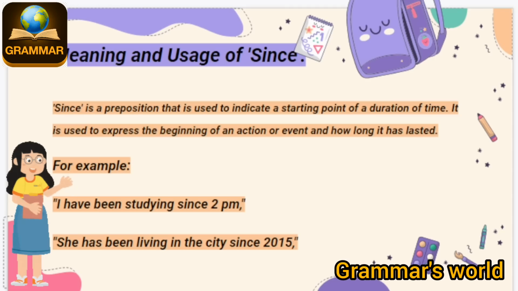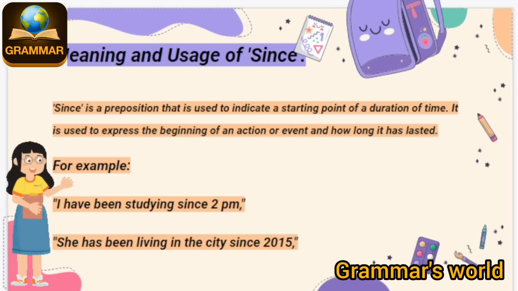Meaning and the use of since. Since is a preposition that is used to indicate a starting point of a duration of time. It is used to express the beginning of an action or event and how long it has lasted. For example, I have been studying since 2 p.m. means that I started studying at 2 p.m. and have been studying continuously since then.